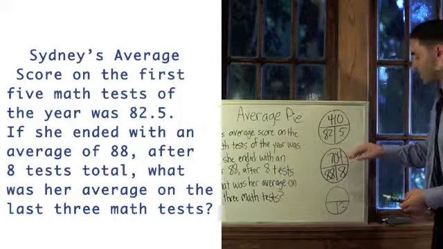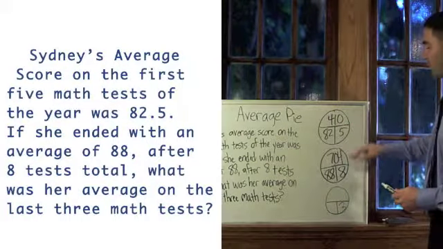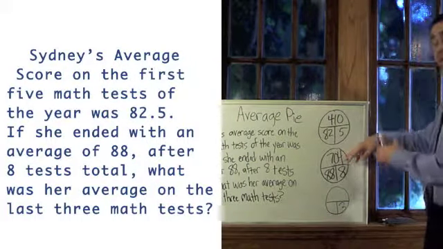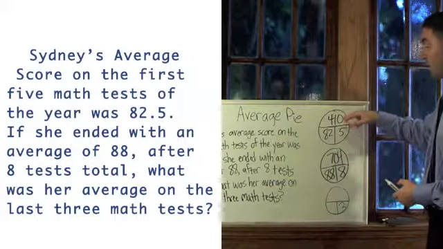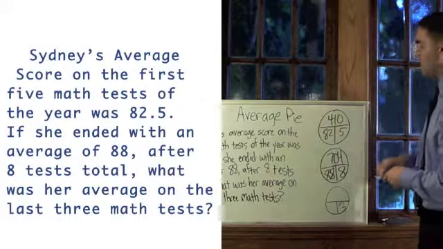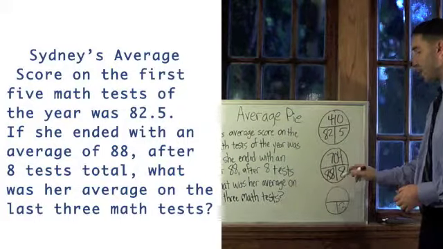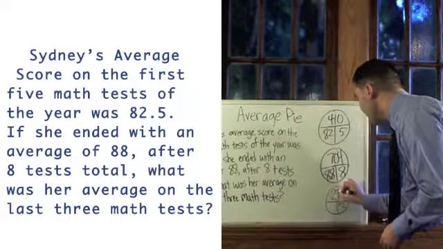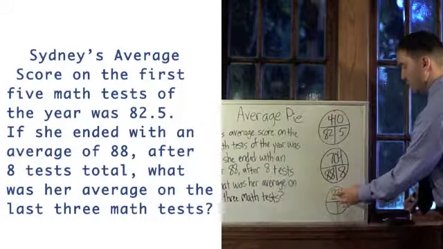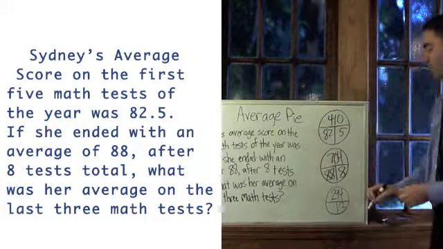Well, to do that, we simply subtract 704 minus 410. If at the end of the year she had a total of 704 points earned, and 5 tests in there were just 410 points earned, then when we subtract those, we realize that in the last 3 tests she must have earned 294 points. 294 plus 410, we get to 704.